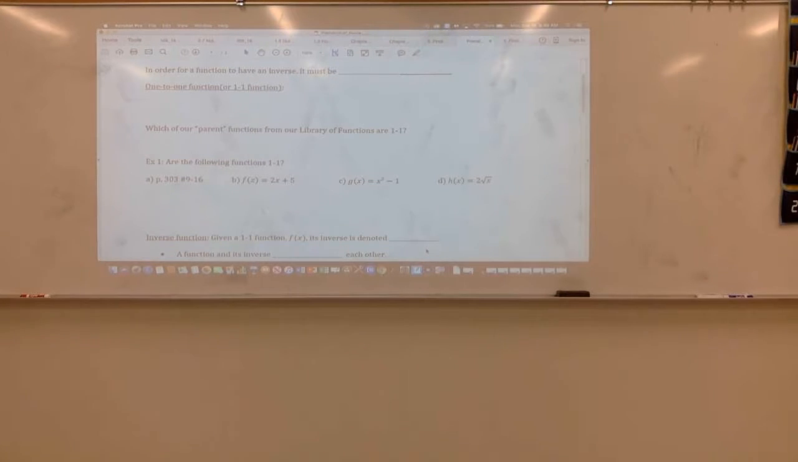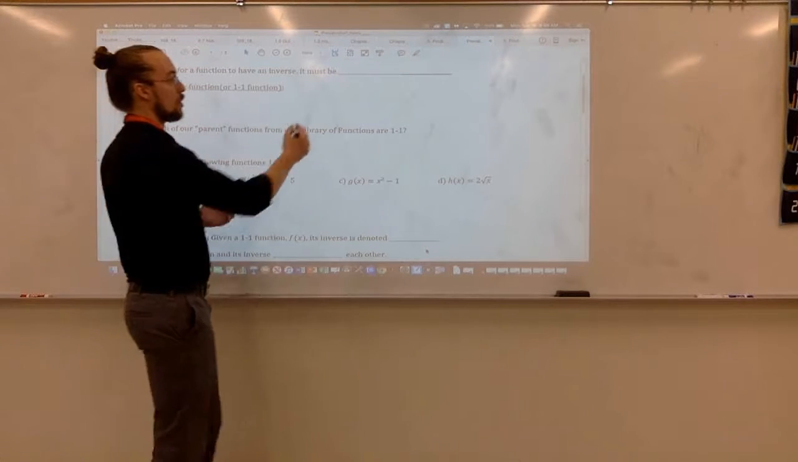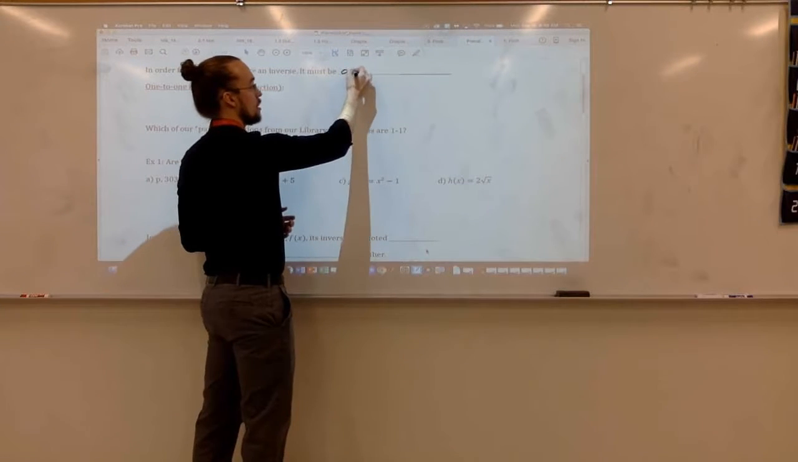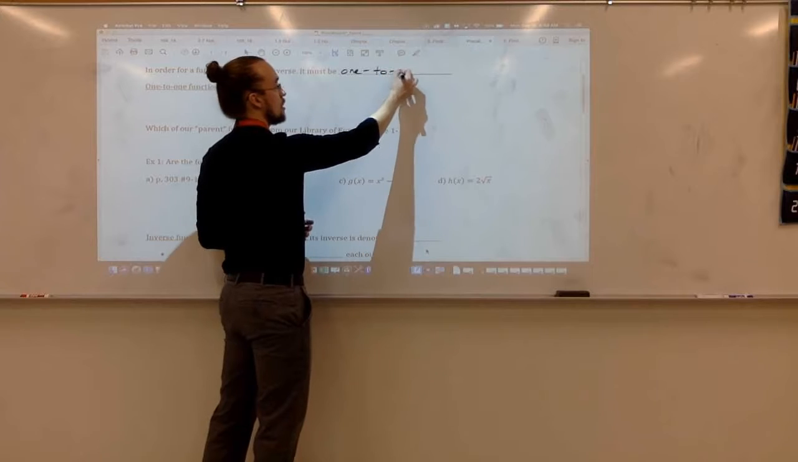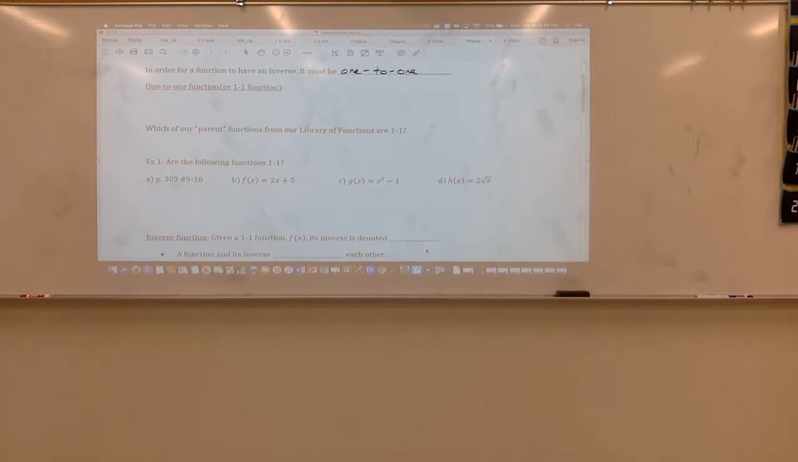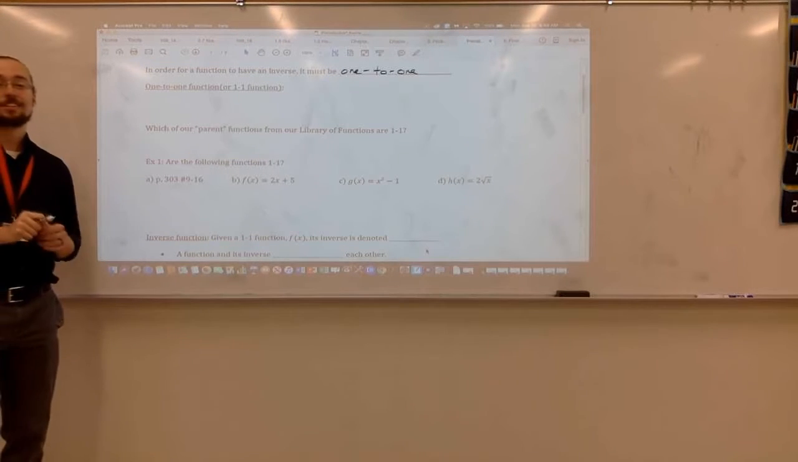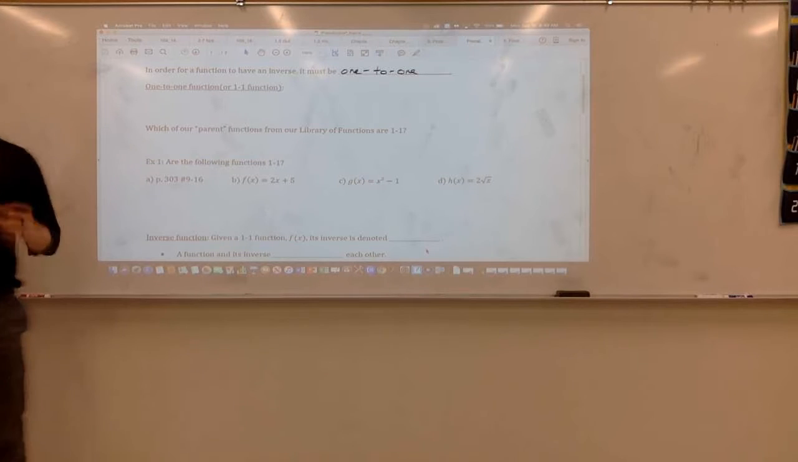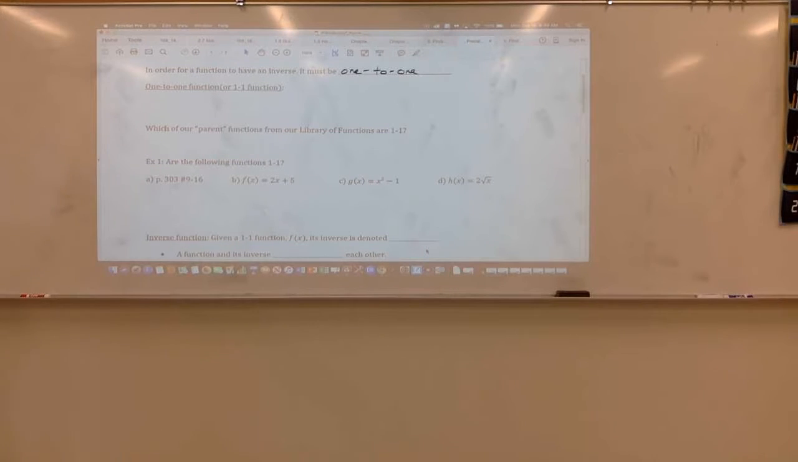Alright, inverses. In order for a function to have an inverse, first of all, it must be what's called one-to-one. Does anybody remember what one-to-one means? And that's half of it. So that was our definition of a function, right? Every x has its own y.